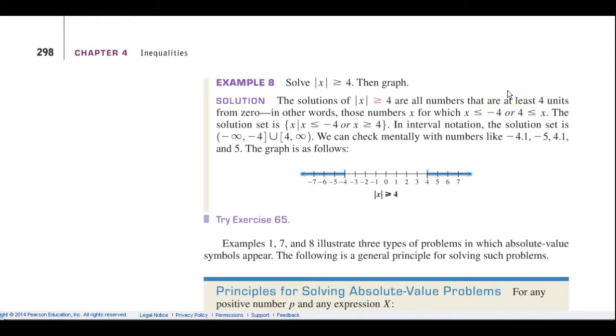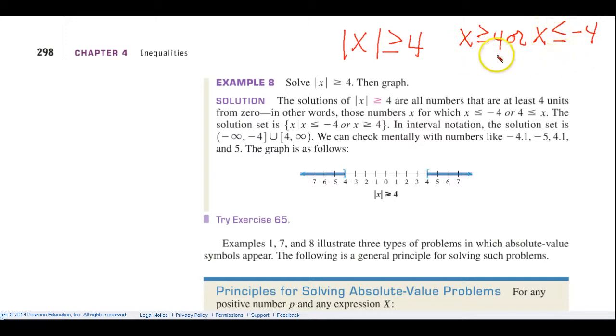Now, here we have something a little different. Again, it's the absolute value of x, but now instead of being less than, they're saying x is greater than or equal to 4. So again, you would write it just this way: x is greater than or equal to 4, or x is less than or equal to negative 4. Notice I had to reverse the inequality sign as I did this.